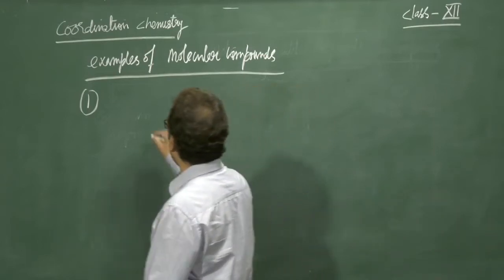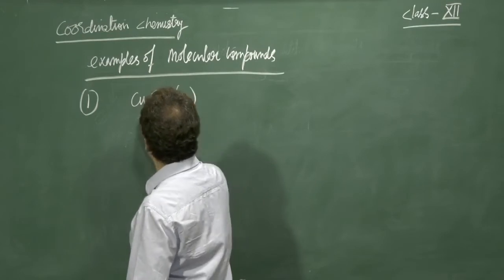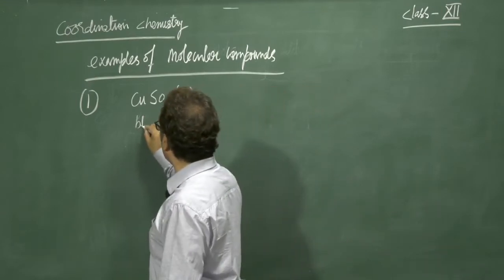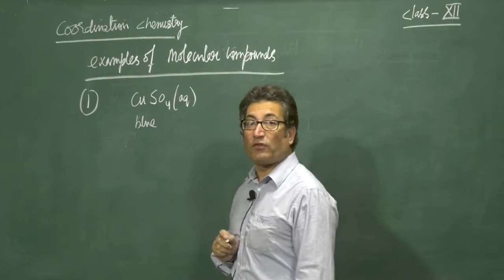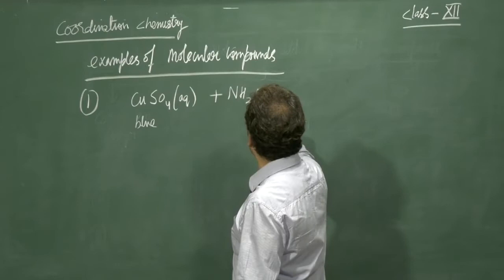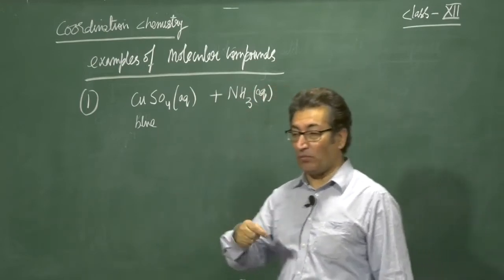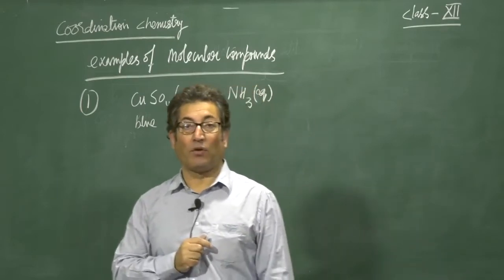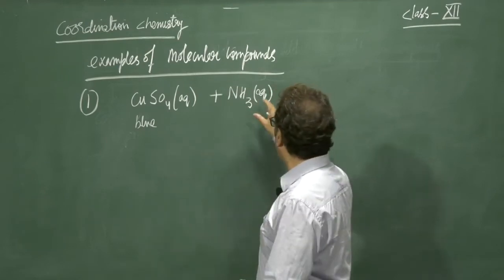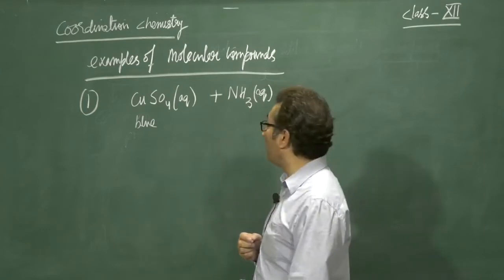If I take an aqueous solution of copper sulfate, which is a salt, a blue colored salt, and to this copper sulfate aqueous solution you add aqueous ammonia, not liquid ammonia. Aqueous ammonia means ammonia dissolved in water, which is also called ammonium hydroxide. If you mix these two, both of them are stable. Aqueous ammonia solution is a stable compound, and the copper sulfate aqueous solution is also a stable compound.